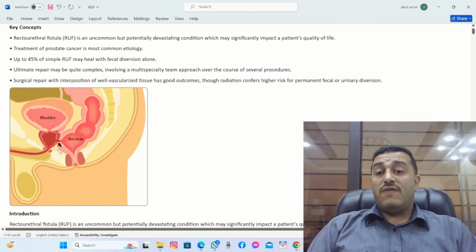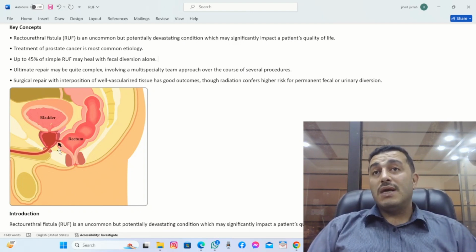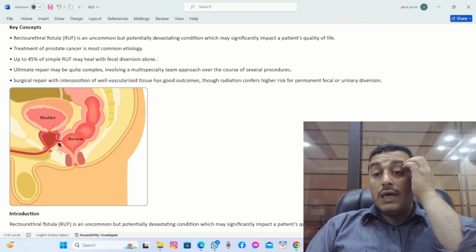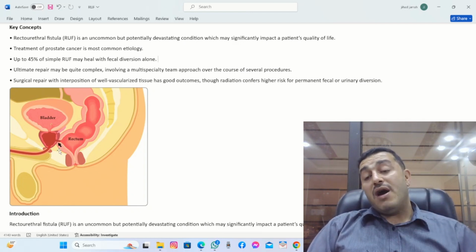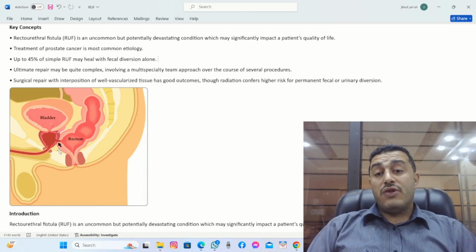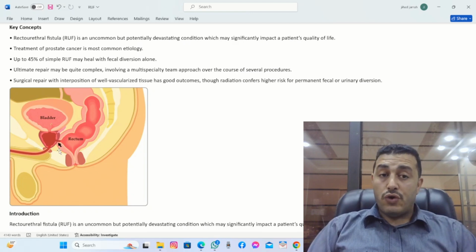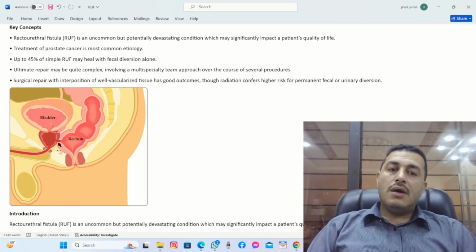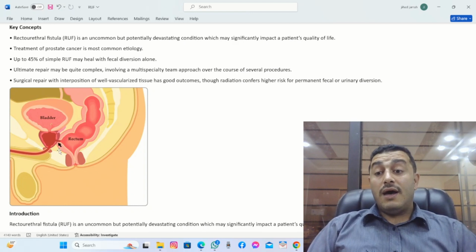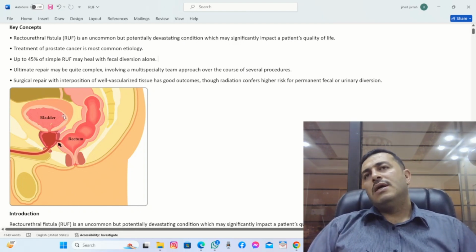The tissue should be well vascularized, with good tissue quality, and also we will see how some causes of fistula may be hard to treat. Here we are talking about, for example, the radiation-induced fistula, and how this may be a risk for permanent fecal or urinary diversion.